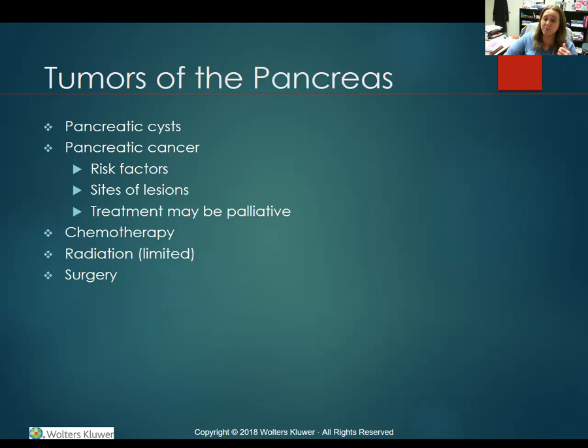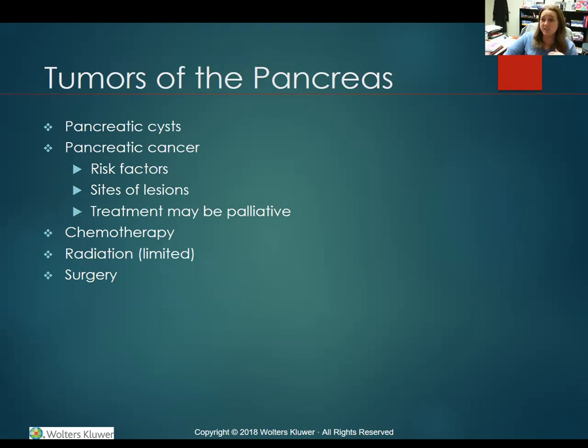Tumors of the pancreas, we can have pancreatic cysts. Those can develop with chronic pancreatitis. Local necrosis can cause collection of fluid. These can become walled off and fibrous, and these are known as pseudocysts. They may require drainage if they become really large. They can also rupture as well.